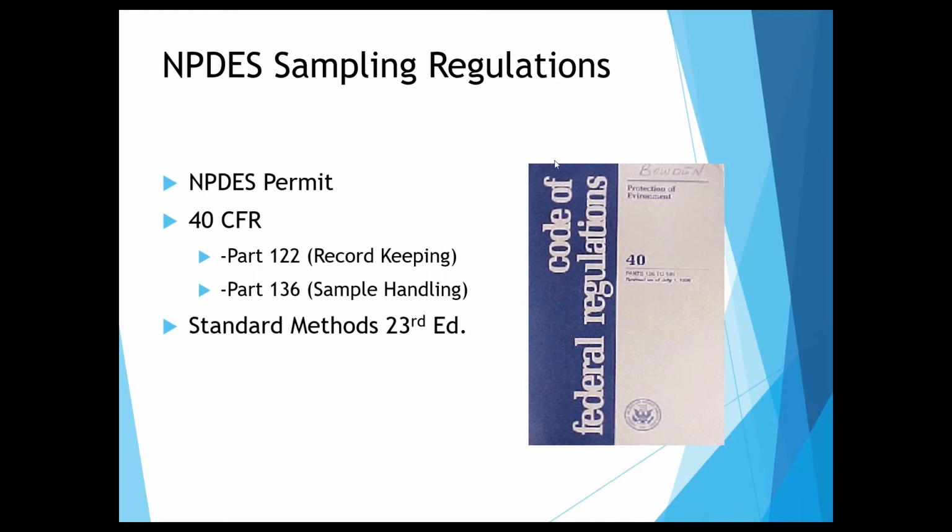Then the permit's normally backed up by 40 CFR. You have part 122 for record keeping and part 136 for sample handling. And if you look at part 136, normally they refer back to an ASCE standard, an ASTM standard, or more commonly these days, Standard Methods, the 23rd edition. They're now in the 23rd edition. So if you have a 20th edition or a 21st edition or a 22nd, hopefully you don't still have the 19th or maybe even the first edition on your shelf. If you have the first edition, it might be a collector's item at this point. But you want to make sure you're following the current standard method for whichever sampling method or sampling routine that you are running.